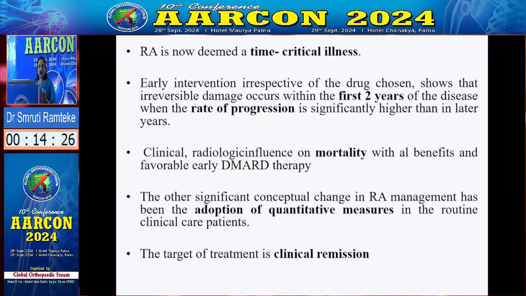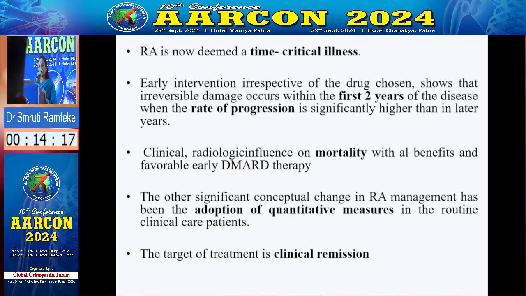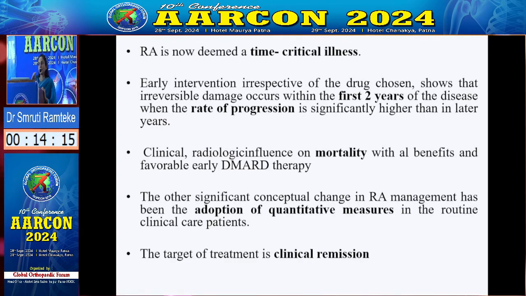So rheumatoid is now a time critical illness, just like myocardial infarction. You are treating it urgently. Stroke, you are treating it urgently. And rheumatoid, we are waiting for years together to treat it. So it is now time critical. The first 2 years are very important because there is a high rate of progression, and if the patient is caught early on, they have much better results in terms of treatment as well as in terms of the mortality.